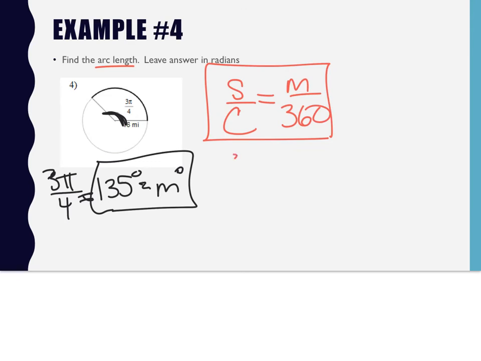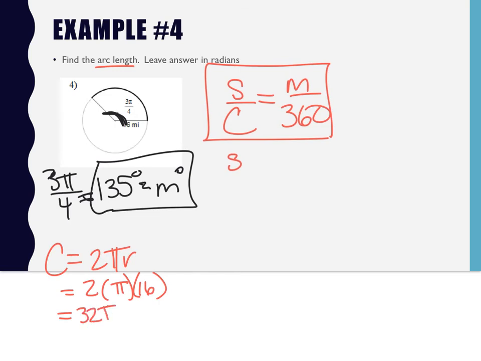We're looking for S. We need to go to the side and find C, 2 pi r. And again, that's really like a 4th, 5th, 6th grade concept, finding the circumference. It'll be 2 times pi times the radius, which I've marked all over, but I believe it was 16. So the circumference is 32 pi. That's what we fill in up here now. So S over 32 pi equals M, we've got that, over 360.